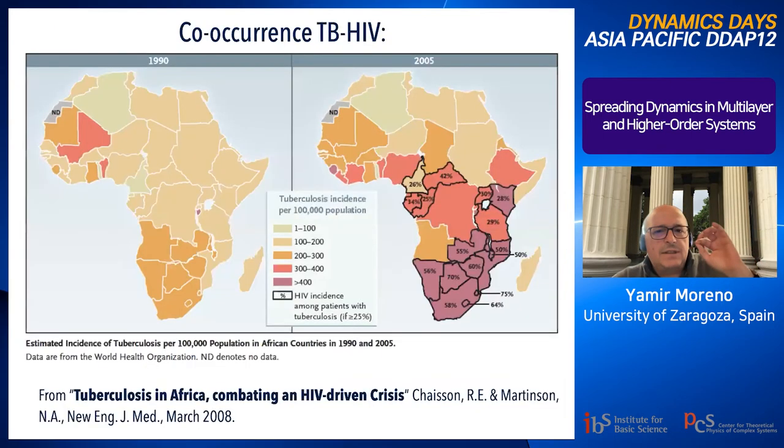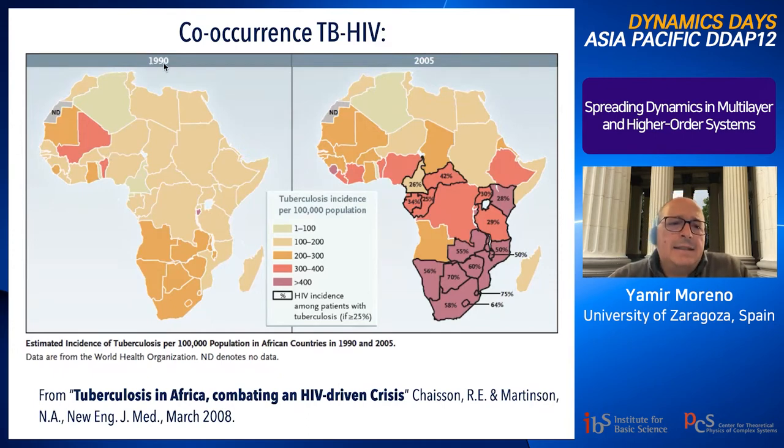One clear example of this is the co-occurrence of tuberculosis and HIV. In these two maps, you see the situation of tuberculosis incidence per 100,000 population in Africa before the outbreak of HIV. You see that roughly the numbers were between 200, 300, most of Africa was below 100 or so, with just one or two countries with an incidence larger than 400 cases per 100,000 population.